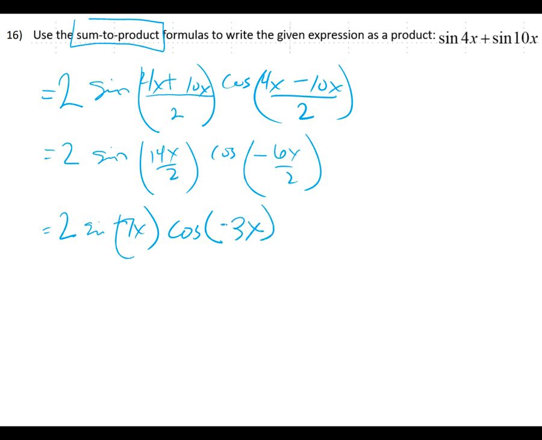Do we like that negative hanging inside our trig? No, so that's where you have to use the even-odd identities on your chart. If you're doing this at home, it's the even-odd identities. And that's right on your paper.